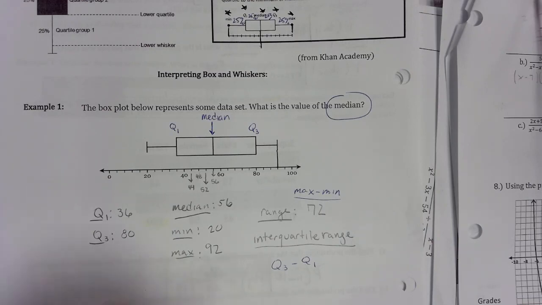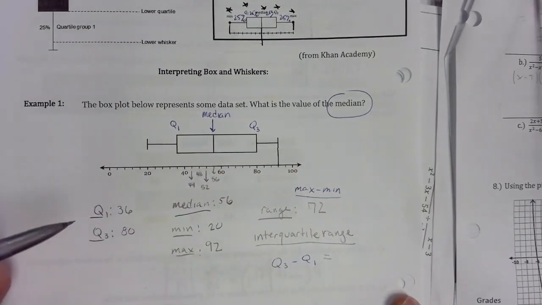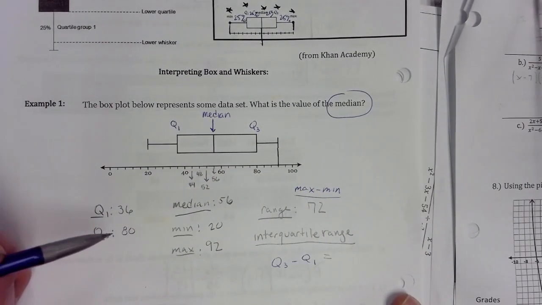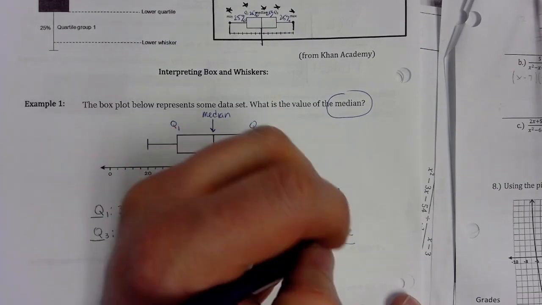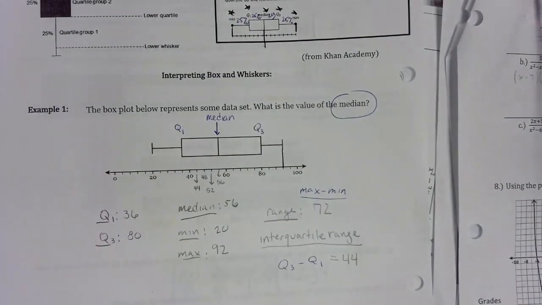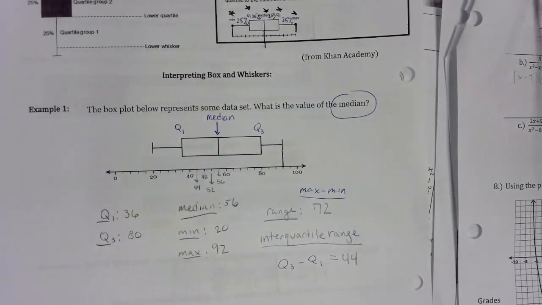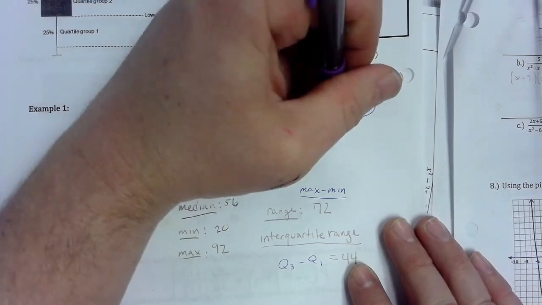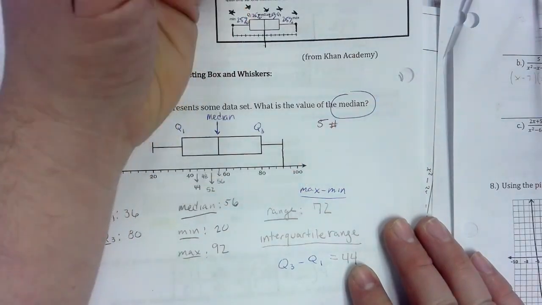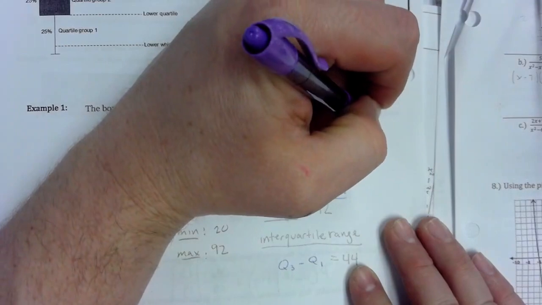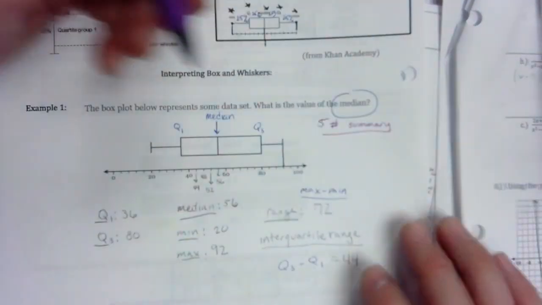But these are the 7 things that I want you to know just by looking at a chart like this, what is happening in here. Now, I will say this. You might run across this phrase right here, a 5-number summary. The 5-number summary for this right here is 20, 36, 56, 80, and 92.